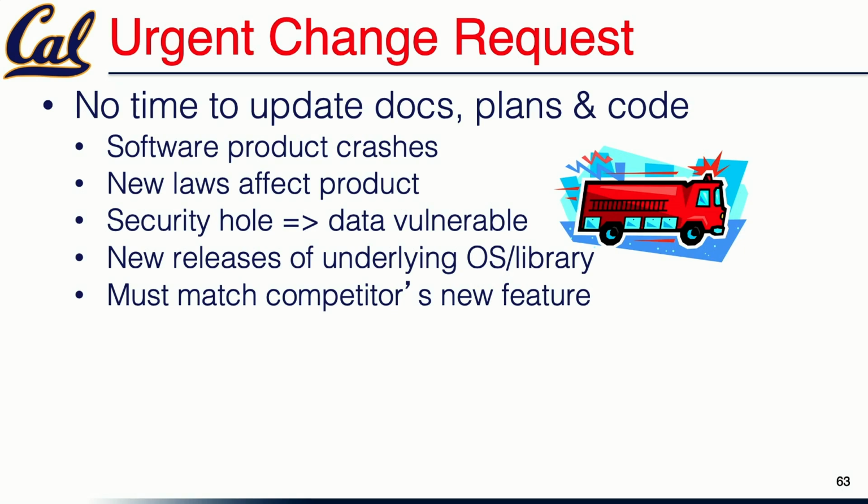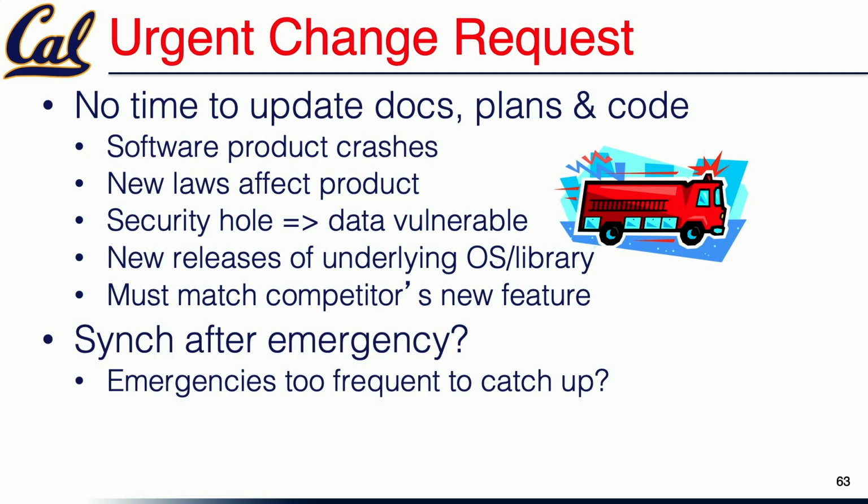Obviously, if there's a security hole, that is an urgent patch because customers' data might be at risk, even if that occurs in an underlying library or some other piece of code the product depends on. Maybe the competitors came out with a new feature, and if you don't also put the feature in, your customer might switch. But basically, again, in an agile world, you're always sort of trying to respond to change quickly and incrementally. So the notion of urgent change requests is sort of happening on a finer granularity.